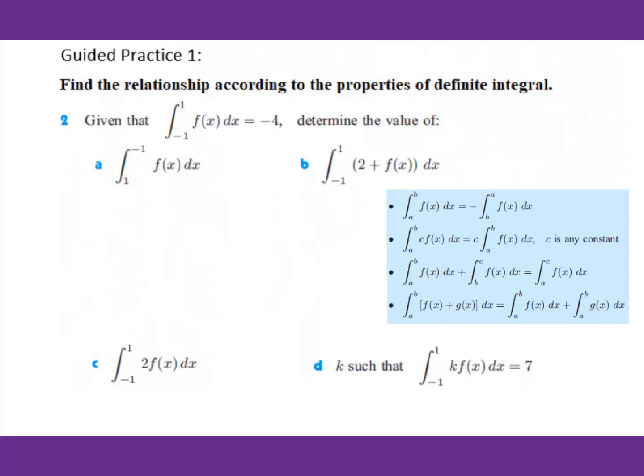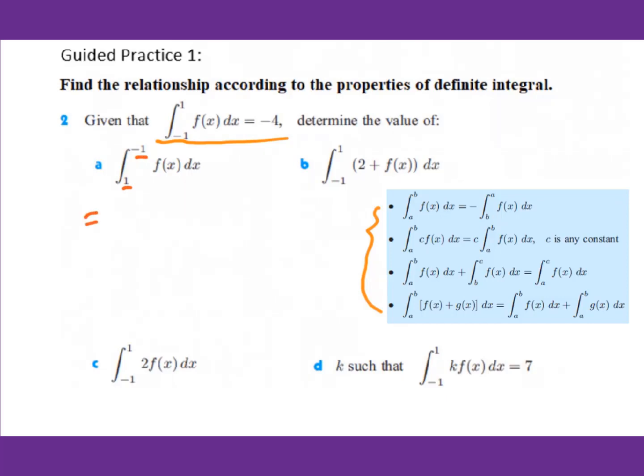Now let's go to guided practice 1, number 2. We are about to use these 4 properties to work out this definite integral. Given that the definite integral of f of x from -1 to 1 equals -4, then determine the value of the definite integral of f of x from 1 to -1.